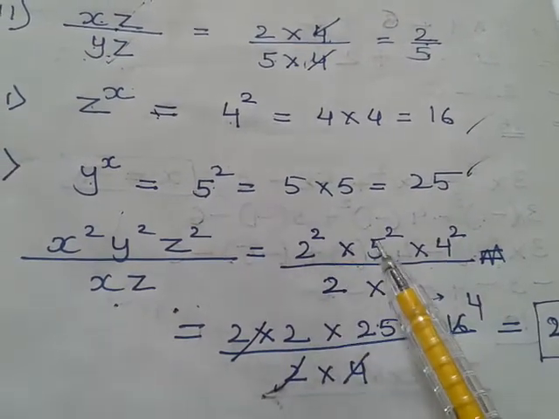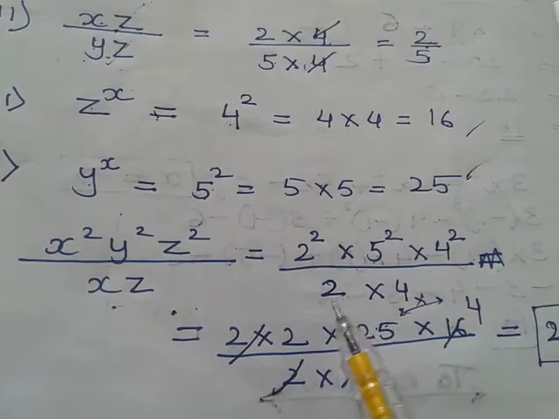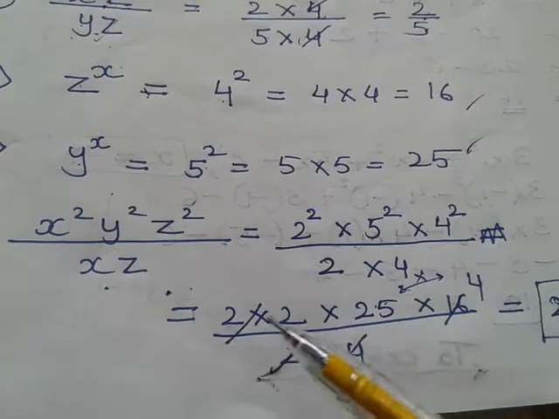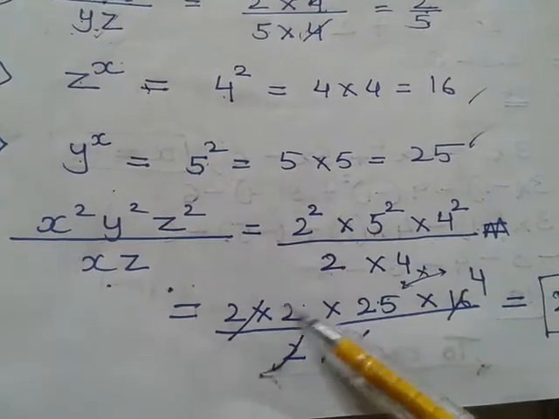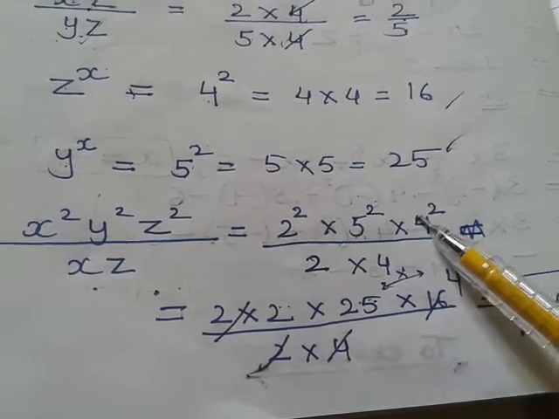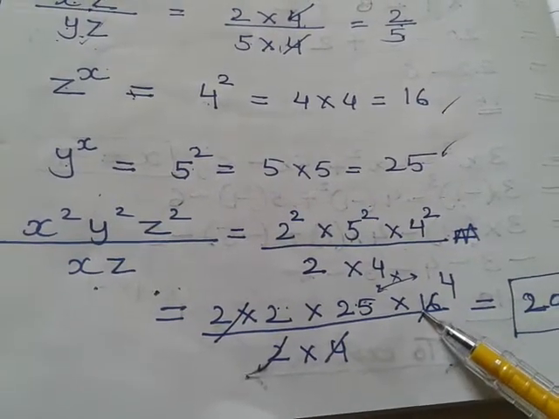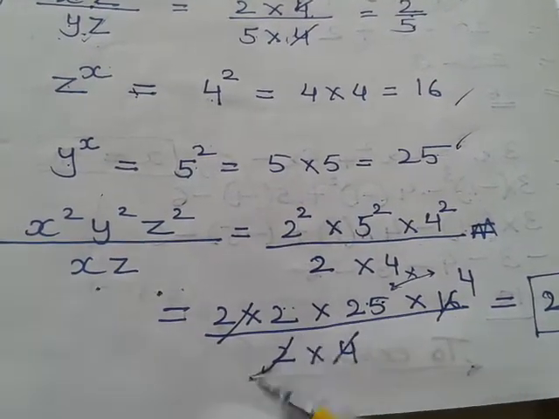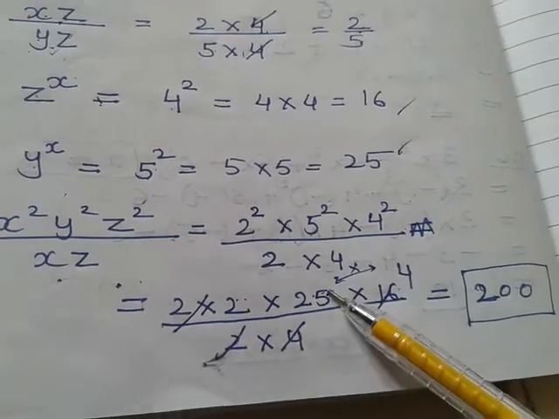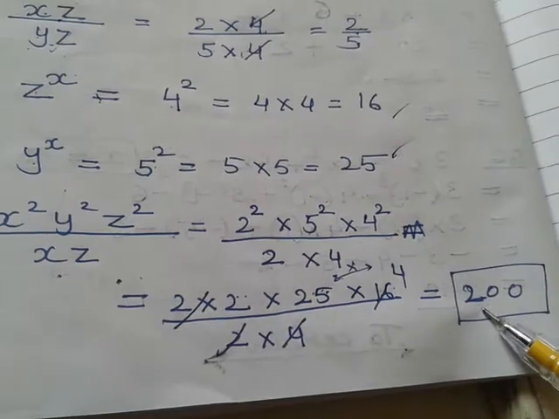So 2 square multiplied by 5 square multiplied by 4 square upon 2 multiplied by 4. So this is just the substitution we have done. So 2 into 2, this 2 square means 2 into 2, 5 square means 5 5s are 25, directly I have written, and 4 4s are 16, upon 2 into 4. So 2 with 2 gets cancelled, 4 with 4, 4 4s are 16. So 2 25s are 50, 5 4s are 200.